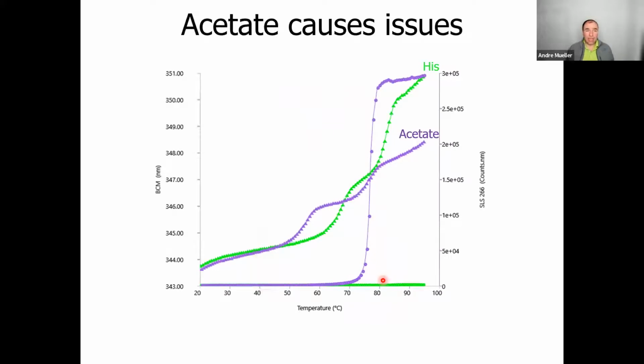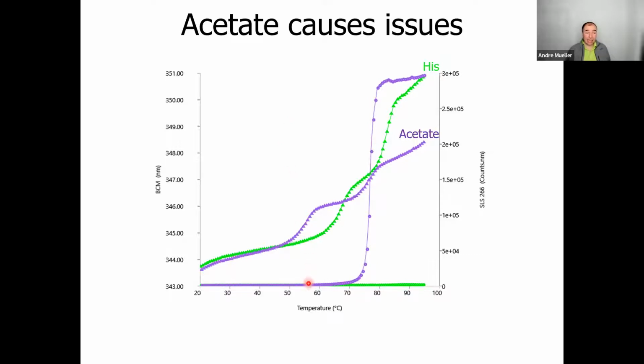Histidine is in green, acetate is in purple, and you can tell that in histidine we see the normal progression of 2 inflection points, so 2 melting temperatures. Looking at acetate, these melting temperatures have both shifted to lower temperatures. They shifted to the left, so the acetate buffer obviously destabilized the protein.